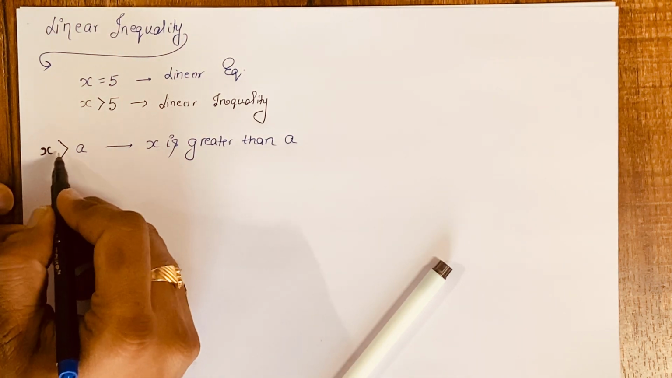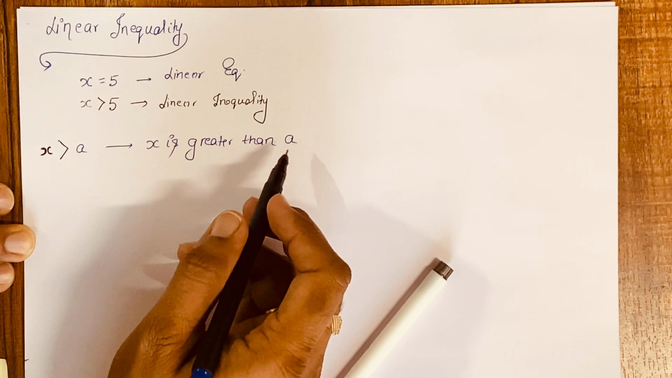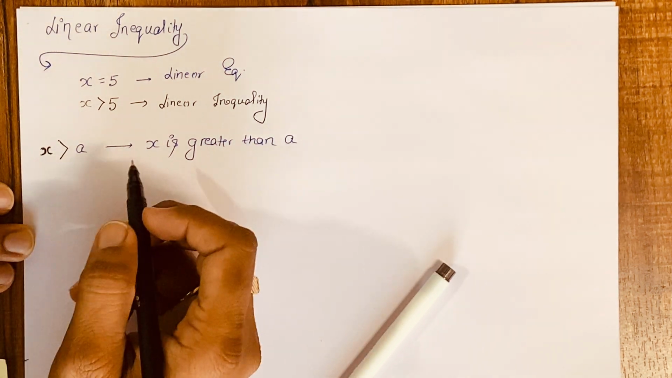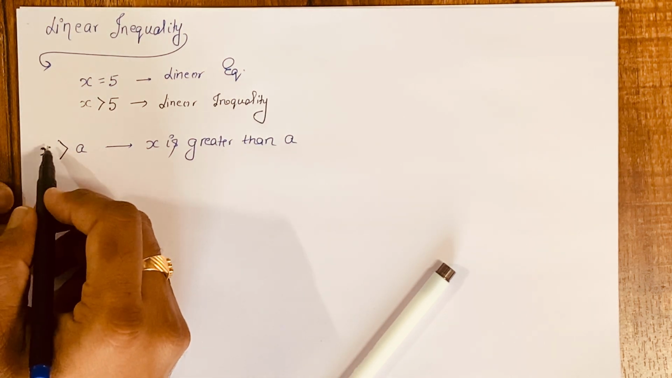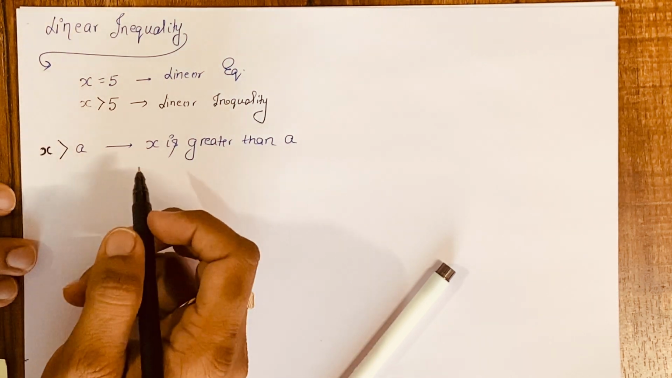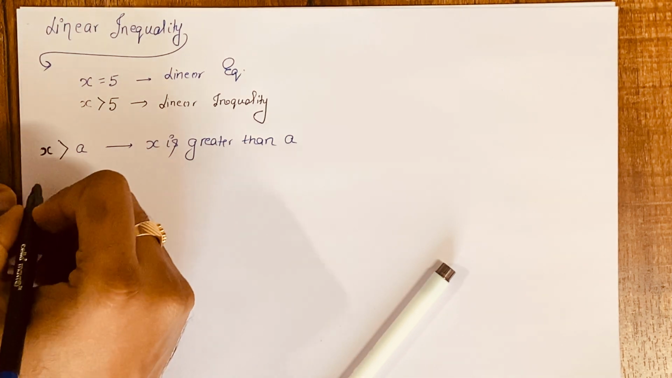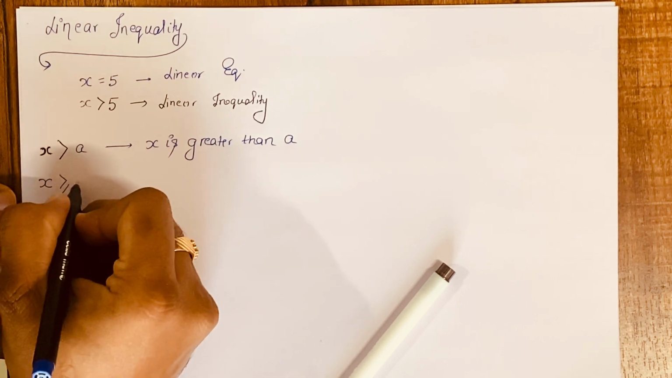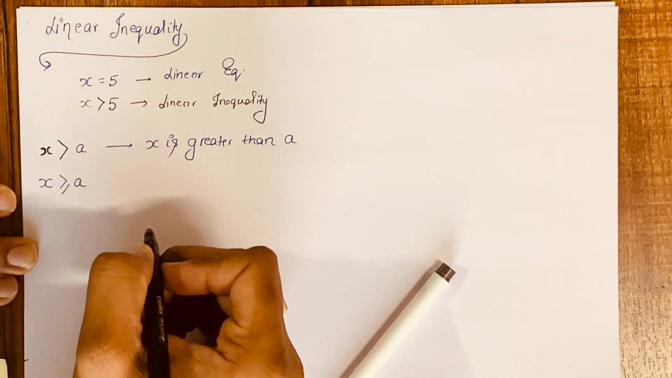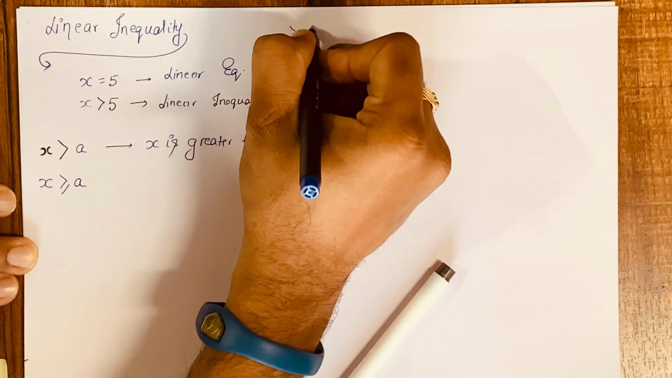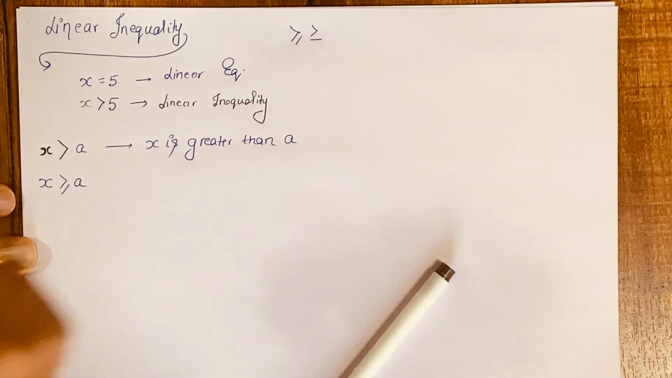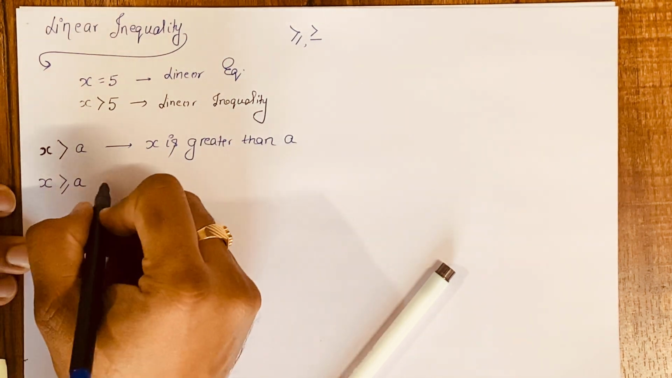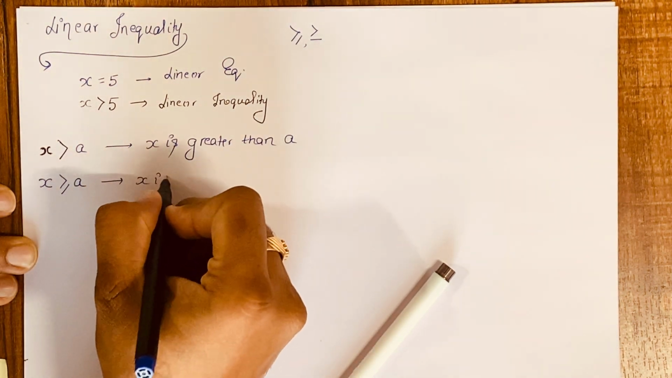If we had written x is equal to a, that is a linear equation. But now it becomes a linear inequality. Why linear? Because the power of x is just 1. Now, another symbol is x is greater than or equal to a. This symbol can be written in multiple ways. You can write it like this, or like this. In different books you'll find it in different ways, but all are the same. It means that x is greater than or equal to a.